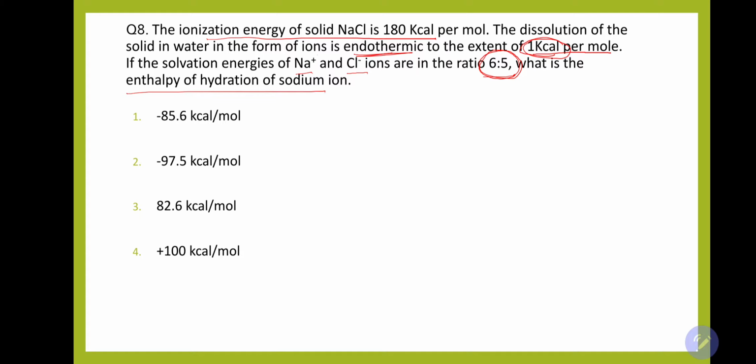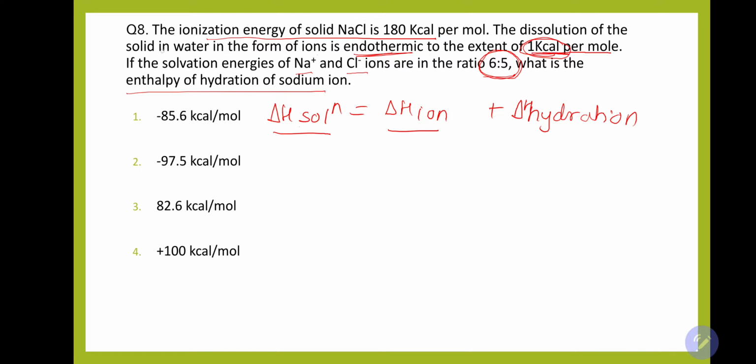Now how to solve this question? It is very simple to understand that whenever we are taking a solution, the enthalpy of the whole solution means, whenever you are going to add ions, the enthalpy of ionization, as ions are formed, plus the enthalpy of hydration also. So the total enthalpy of solution is the enthalpy of ionization plus the enthalpy of hydration. Your enthalpy of solution is given as 1 kilocalorie.